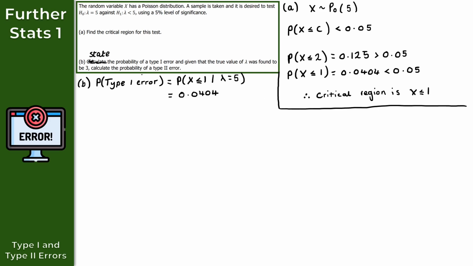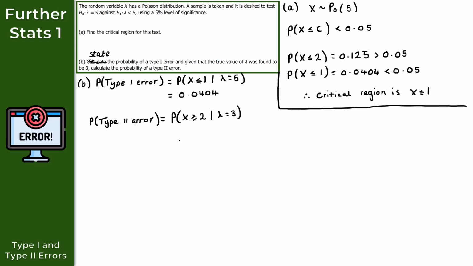What about then the probability of a type 2 error? So the probability here of a type 2 error, like so. Well, this is now going to be the probability that x is greater than or equal to 2. Okay, so in other words, we are not within the critical region now. Given that lambda, well, what was lambda later found to be? Well, that was 3, right? So given that lambda equals 3.